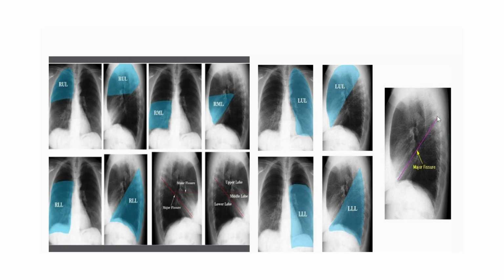Similarly, in the left lung, this purple line denotes the oblique fissure, and there is only one fissure. So the area above and anterior to the oblique fissure is the left upper lobe. This we can see in this X-ray image, and the area below and posterior to this fissure is the left lower lobe. So only two lobes on the left side.